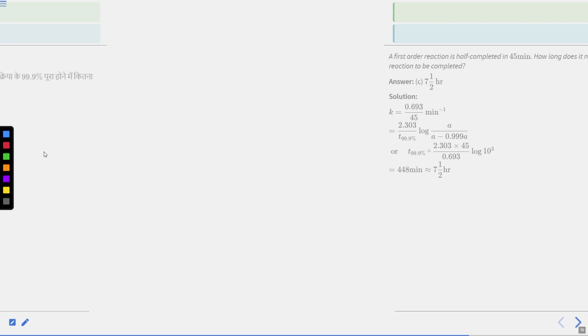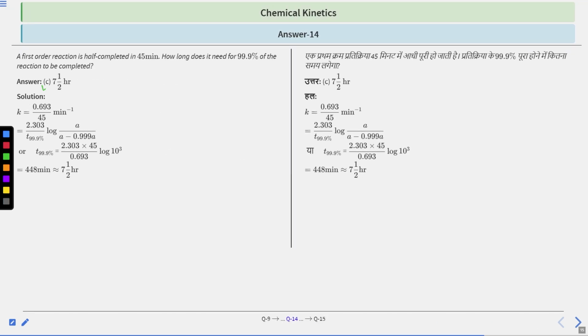Okay, let's see. The correct answer is option C, that is 7.5 hour. So for the first order reaction, the K is defined as 0.693 divided by T half minute inverse, because the time T half is given in minutes. So let's put it, so it will be 45. So K will be equal to 0.693 divided by 45 minute inverse.